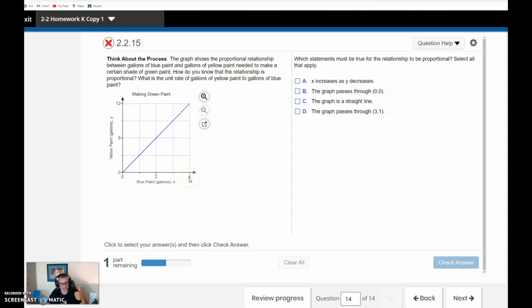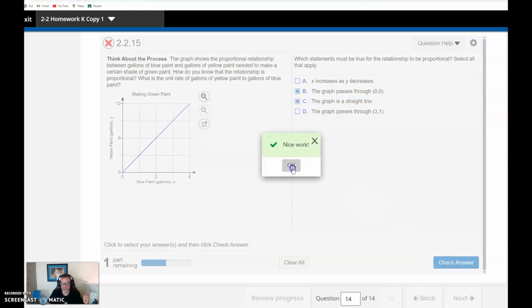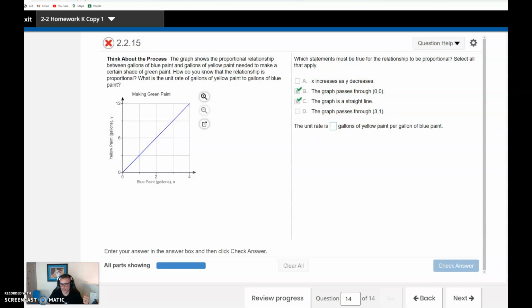Well, what are our two things? Passes through the origin and a straight line. So here it says, select all that apply. The graph passes through the origin, 0, 0. The graph is a straight line. There it is, right? None of these other two really matter. Check answer. Got it.